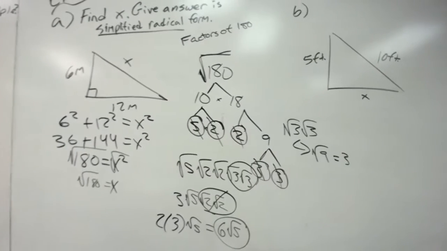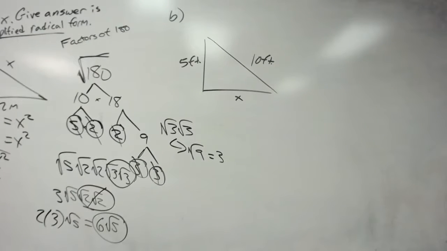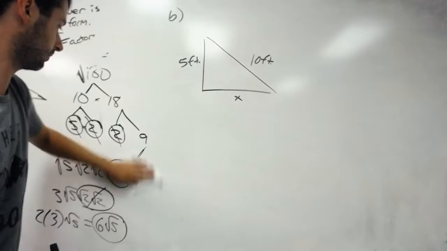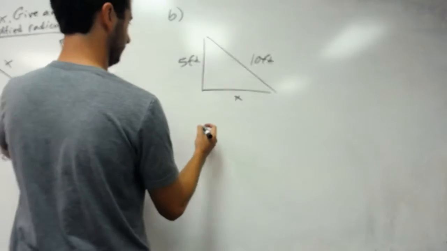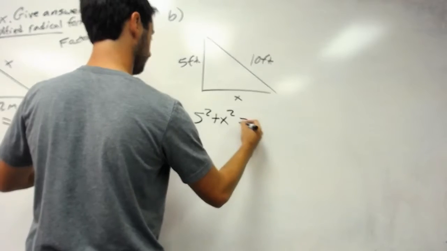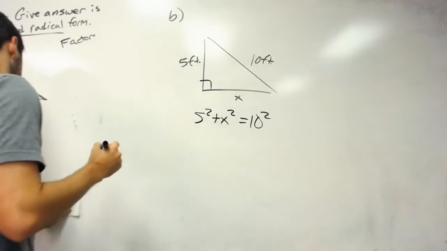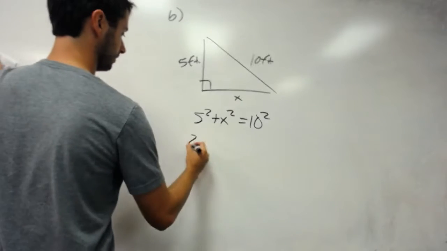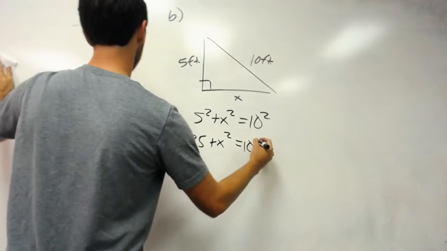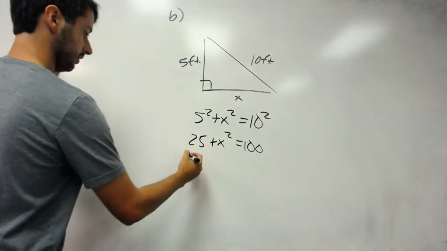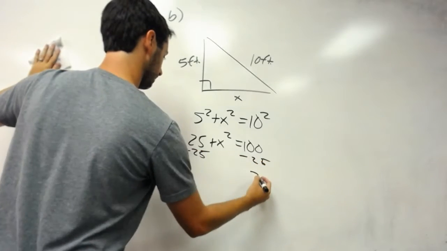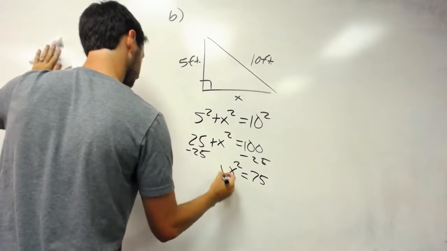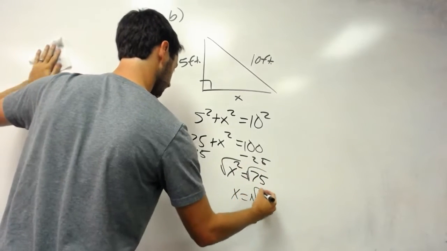Now let's look at another example. Same instructions: solve for x, simplify the radical. So we start with the Pythagorean theorem. 5 squared plus x squared equals our hypotenuse, 10 squared. 5 squared is 25, 10 squared is 100. Subtract 25, and 75 equals x squared. Square root, so we are at x equals square root of 75.